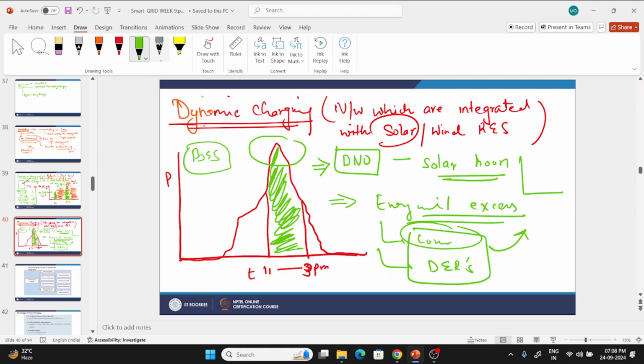So this is a dynamic price of charge. What happens here is that, based on the energy excess, the distribution network operator will give dynamic charges. If the energy excess is high, the charging cost will be lower, and it will be broadcast to the user on an app. So the user will see, okay, now the charging cost is low and I have a power demand in my vehicle, I will charge it. So this is how dynamic charging works.